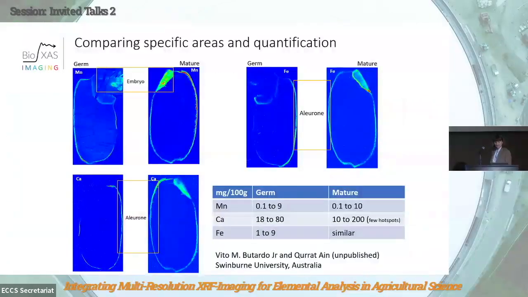And this is another example of how we utilize XRF imaging for comparing specific areas and also for quantifying elements at specific areas. The researchers were interested in elemental distribution in the embryo and the aleurone region in rice seed cross-sections in the germinated and mature seeds.